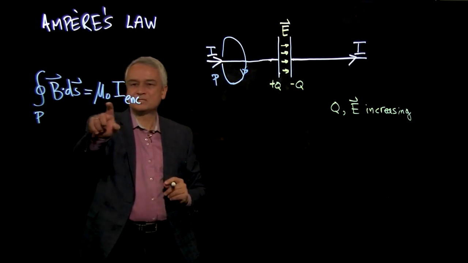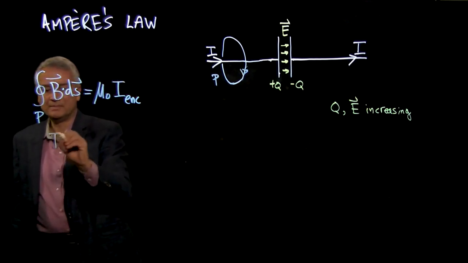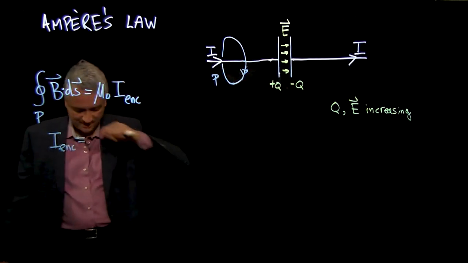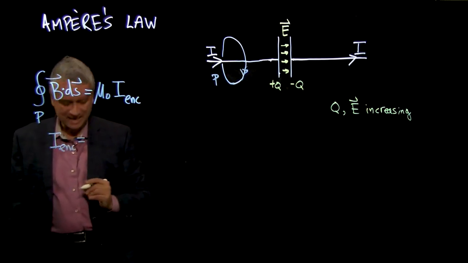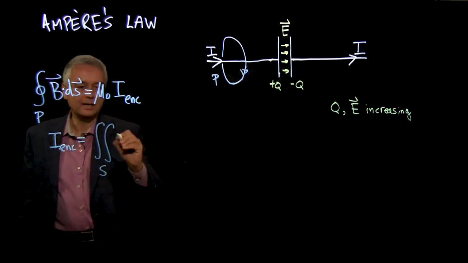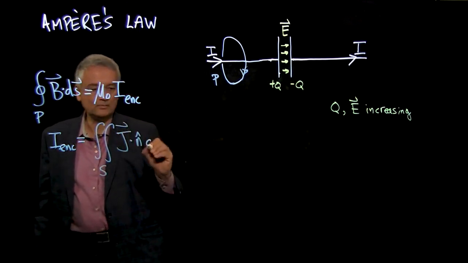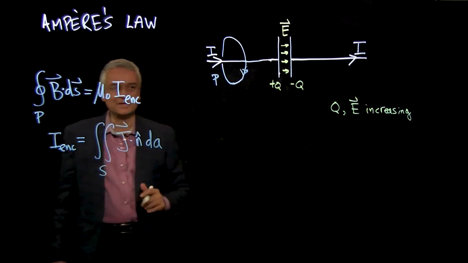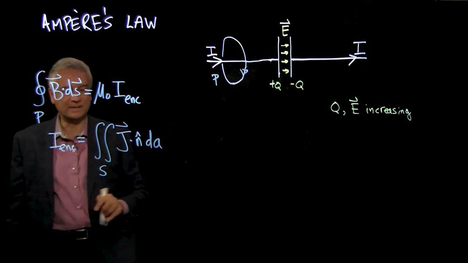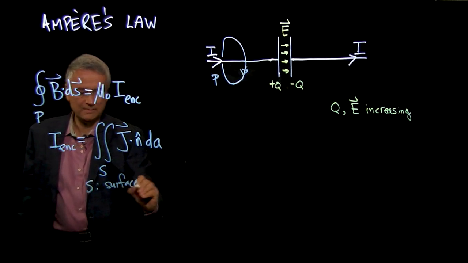And now I want to ask, what's mu naught times I enclosed? Well, let's remember what we mean by I enclosed. It's kind of obvious here, right? It's the current going through there. That must be what we mean. But let's remember in equations what we mean by I enclosed. We do a surface integral over a surface S of the current density dotted with unit normal dA. This is our definition. We're integrating the current density flowing through this loop to add up the current enclosed by the loop. And remember that S is a surface bounded by the path P.